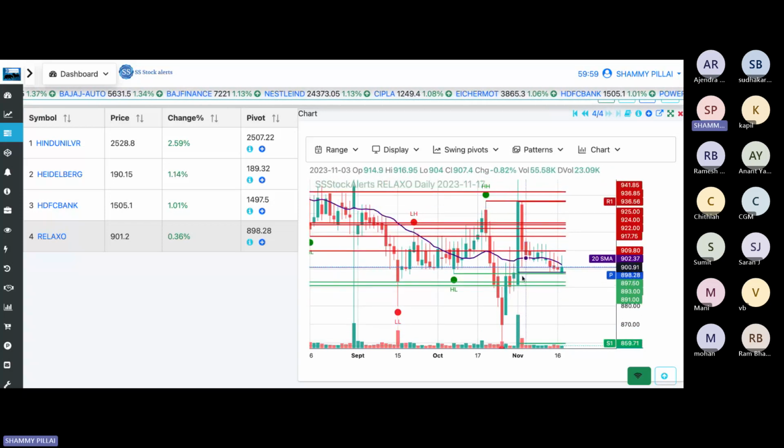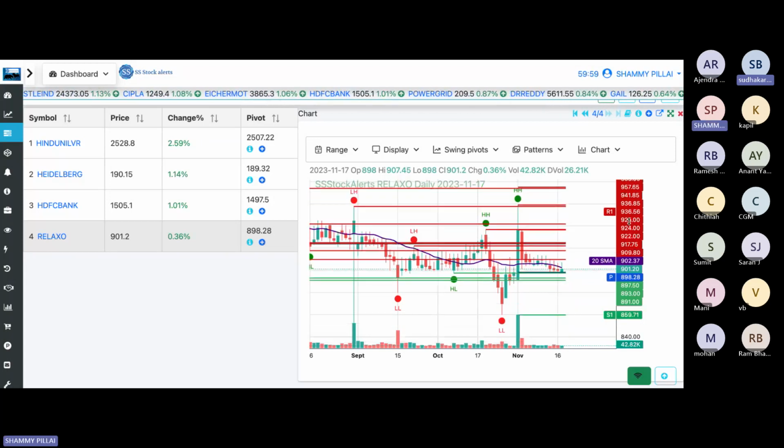Any queries on pivot? Whenever there are such wicks, either top and bottom, it is better to avoid that type of stock. Absolutely, avoid choppy price action. Yes, choppy price action. So basically, this is absolutely choppy.